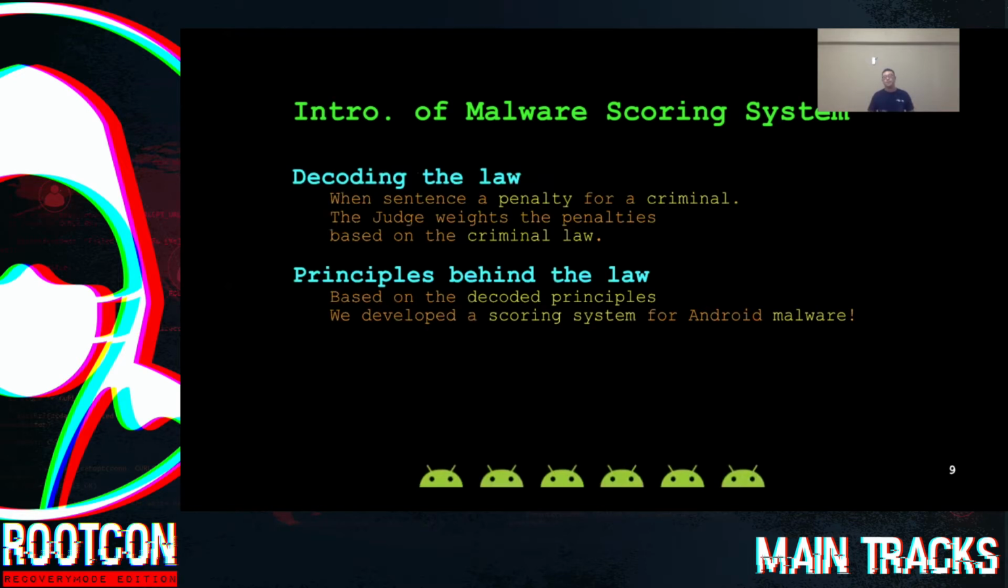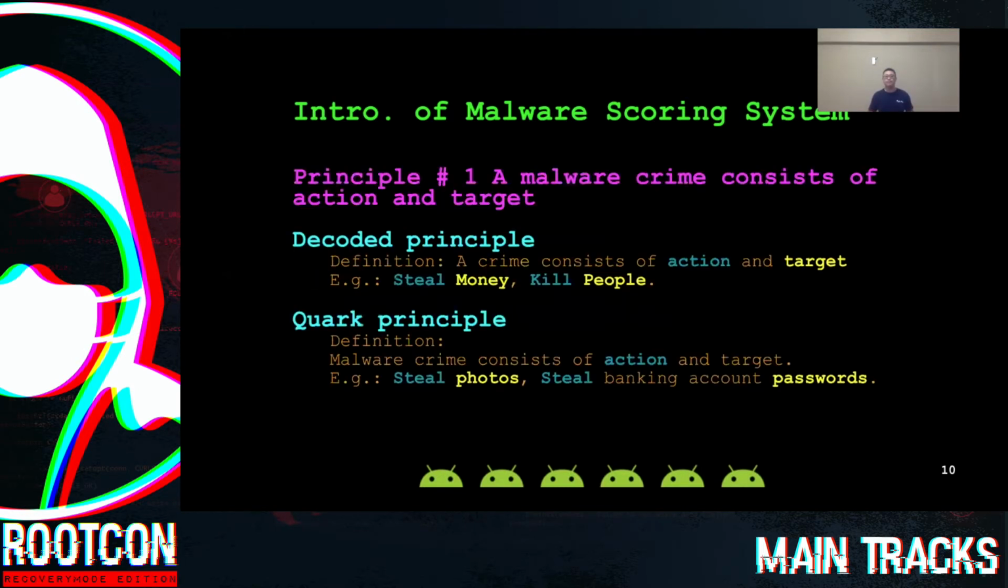So when sentencing the penalty for a criminal, the judge weights the penalties based on the criminal law. And after decoding the law, we find principles behind it, and we develop a scoring system for Android malware. There are only 8 principles decoded from the criminal law, and I'll go through them in the following slides. Now, let's see principle number 1.